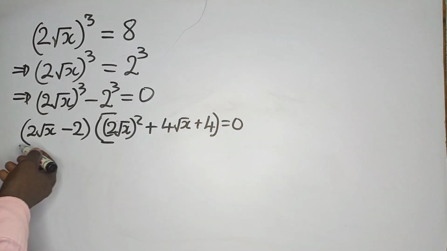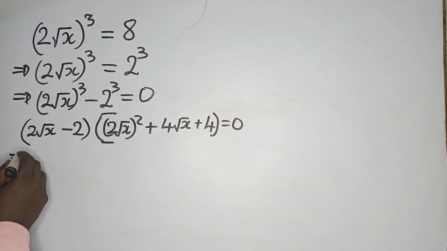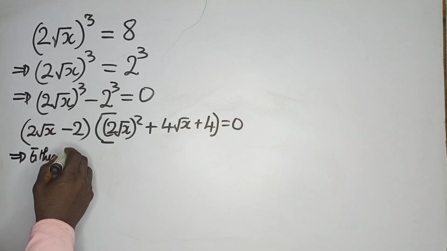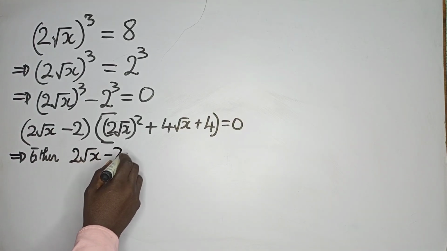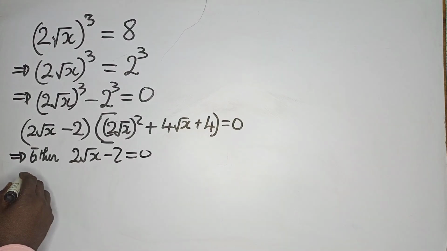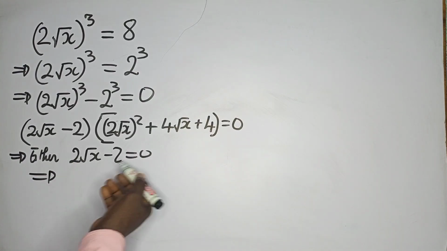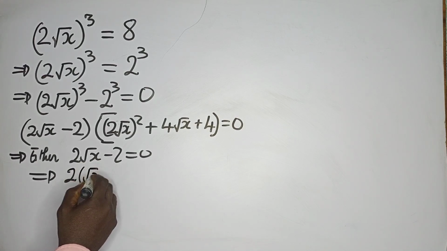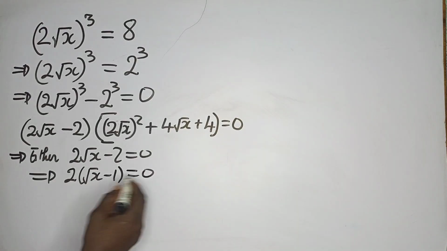Now we get this expression multiplied to this expression giving us 0. That is only possible if either this first expression, 2√x - 2, is 0. Let's solve for x in this first case. 2√x - 2 equals 0. 2 is common, we'll factorize out 2. 2 into (√x - 1) equals 0. This product giving us 0.